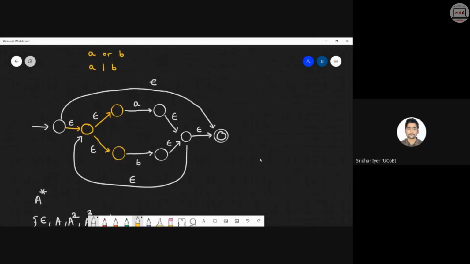So did you understand how to construct these sort of problems? Whenever we are having A plus B, or A or B, we have to divide our path. One path will accept A, other path will accept B, and then we have to also add the epsilon input. Clear? That is what we have done. You can later on add numbers to these states to make it complete. It is Q0, Q1, Q2.